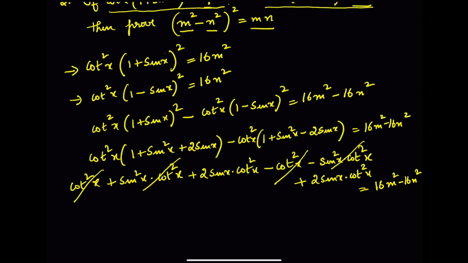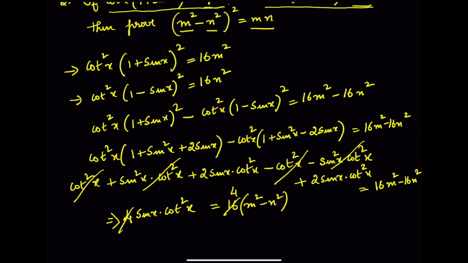So we will have 4 sin x cot square x is equal to 16 m square n square. Correct? Now we can cancel 4 and 16. It is divisible. Sorry, this is not m square n square. It is m square minus n square. Let me fix that. Okay.